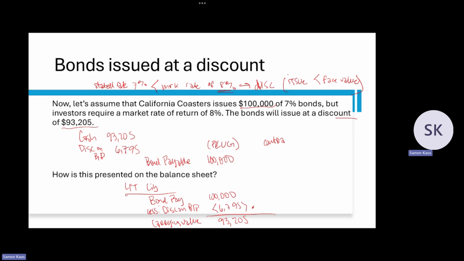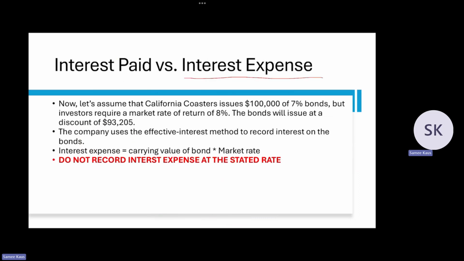Now, the amount of the discount effectively represents the additional cost of borrowing when I issued the bonds for 93,205 but am required to pay back principal of 100,000. So it's essentially just additional interest expense as we record each interest payment, additional interest throughout the life of the bond. So what does that mean? Well, it means that we need to take care of that through my interest expense.